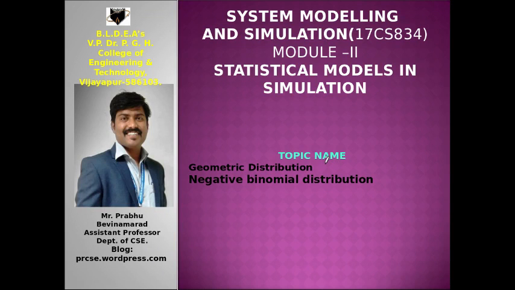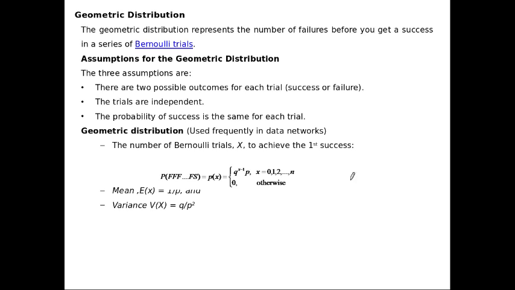In this video, I am going to discuss geometric distribution and negative binomial distribution. So let us first understand geometric distribution. The geometric distribution represents the number of failures before you get a success, that is, before you get the first success in a series of Bernoulli trials.